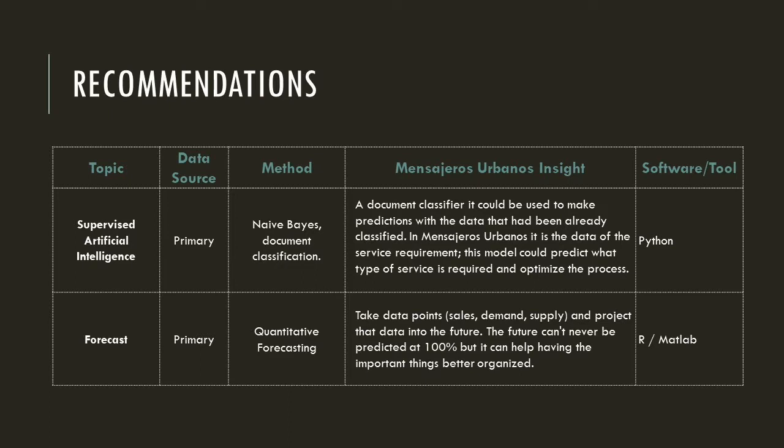Forecasting. In quantitative forecasting, past data is used to predict a future outcome. It is one of the simplest and most used techniques in business today. Some examples of typical forecasting problems are taking some data point over time, like sales, demand, and supply, and projecting that data into the future. In Mensajeros Urbanos, it could be implemented to organize and predict the sales and the number of messengers required by zone or cluster.